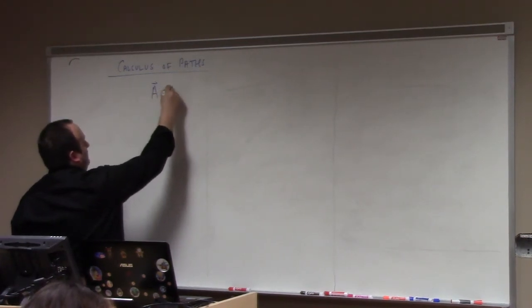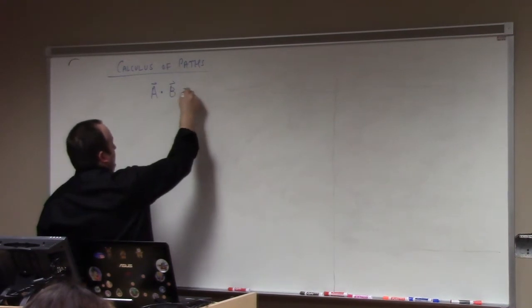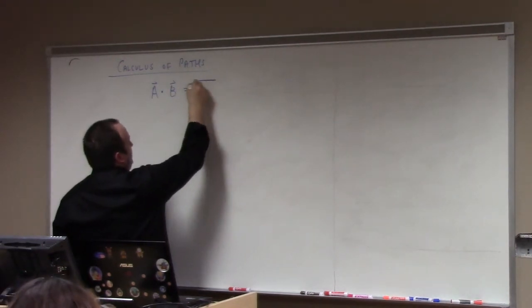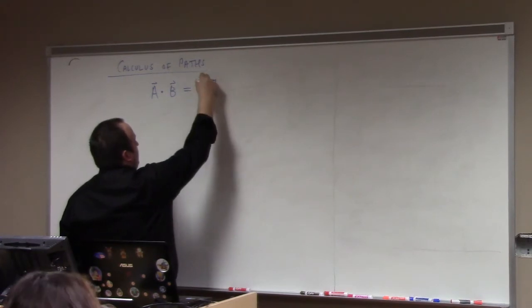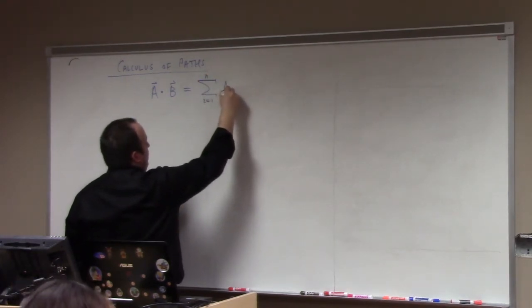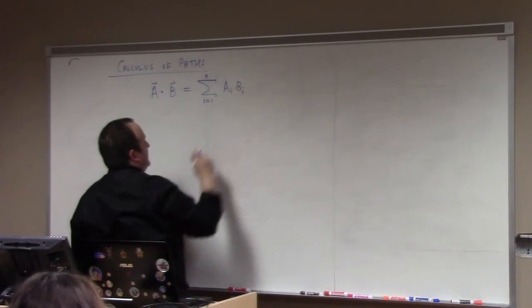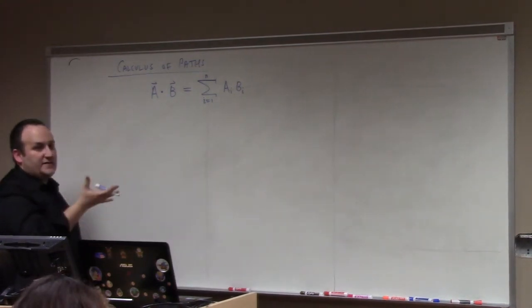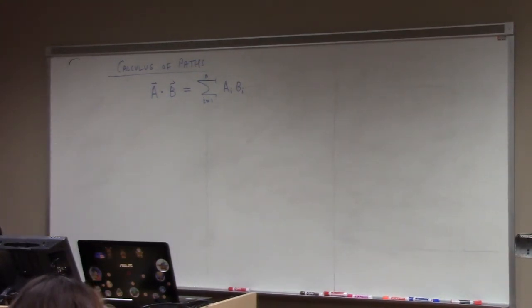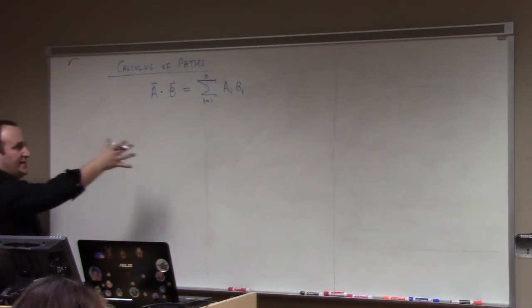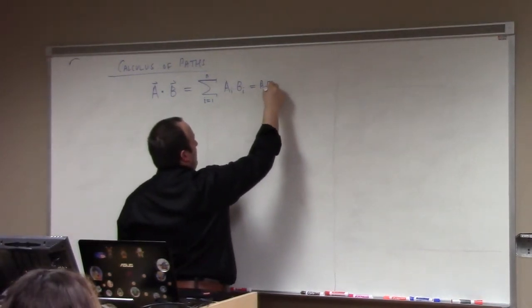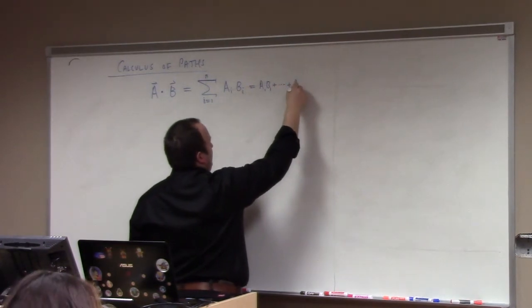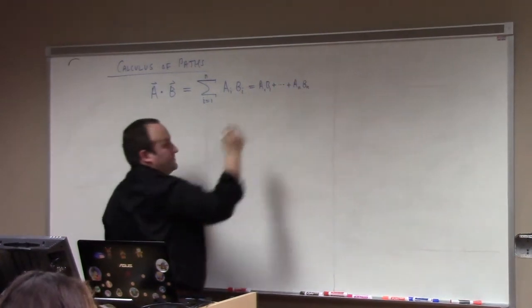A dot B is equal to the sum from i equals 1 to n of A sub i, B sub i. This is a nice, slick notation for the dot product. That's just a shorthand for saying A1, B1 plus dot, dot, dot, plus An, Bn. That's just a shorthand for that.